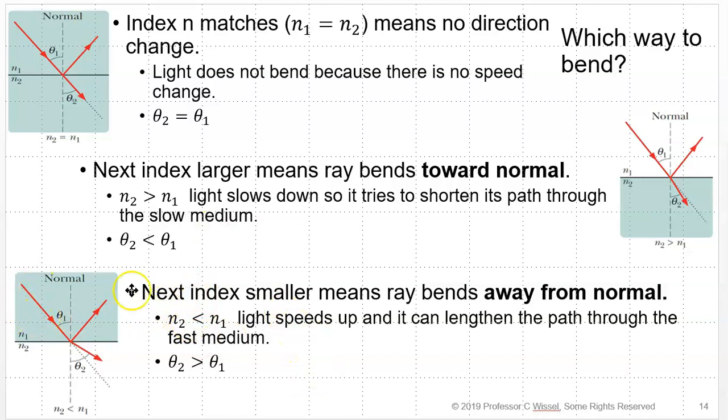Okay, the next one here, next index smaller means the ray bends away from the normal. So you're coming from a higher index of refraction to a lower one. So N2 is less than N1, and the light can go faster here. So it can lengthen the path through the fast medium. So we'll bend away from the normal, and theta 2 is greater than theta 1.